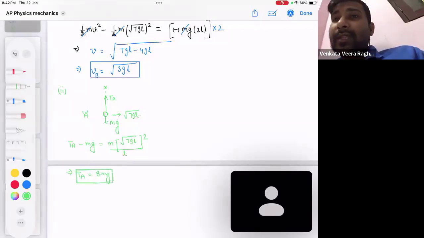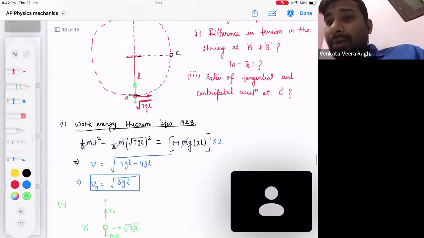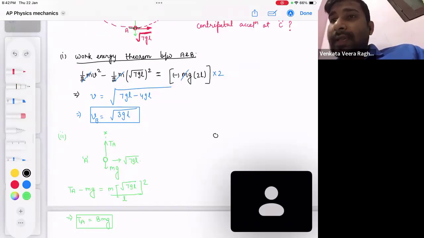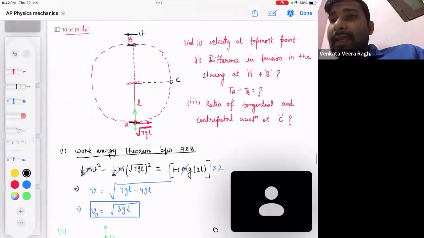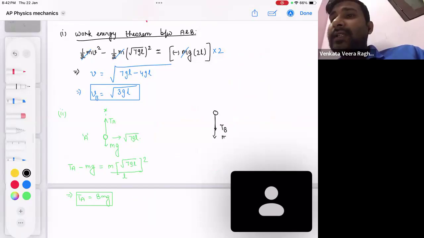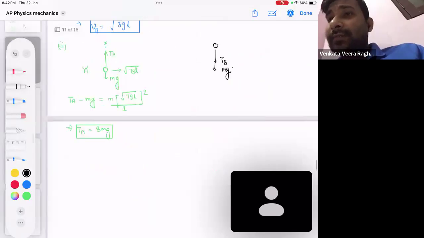Okay. Now let's do the same thing for point B. At point B, can I say tension will be acting like this, and mg will still be acting downward only? Look at these two forces. At point B, tension is acting towards the center, and mg is also acting towards the center. So what is the net force towards the center? TB plus mg, right?